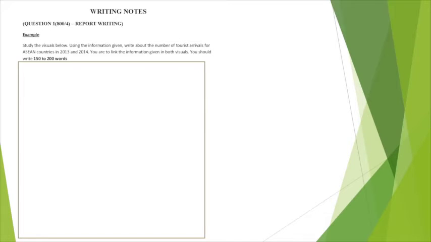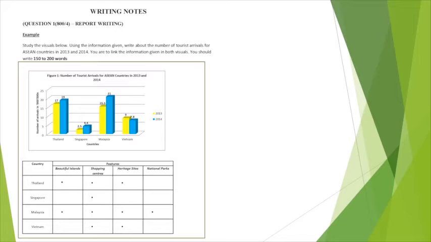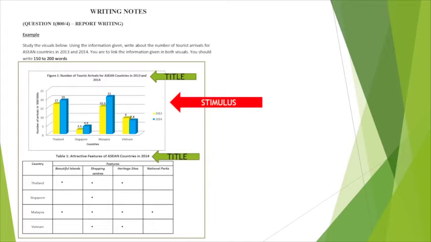Before I continue with the explanation, there are a few terms that you need to get used to. I'm going to explain based on this question. This is what we call a question for a graph analysis. For every question, a title will be given for each stimulus. What is stimulus? This is what we call stimulus.